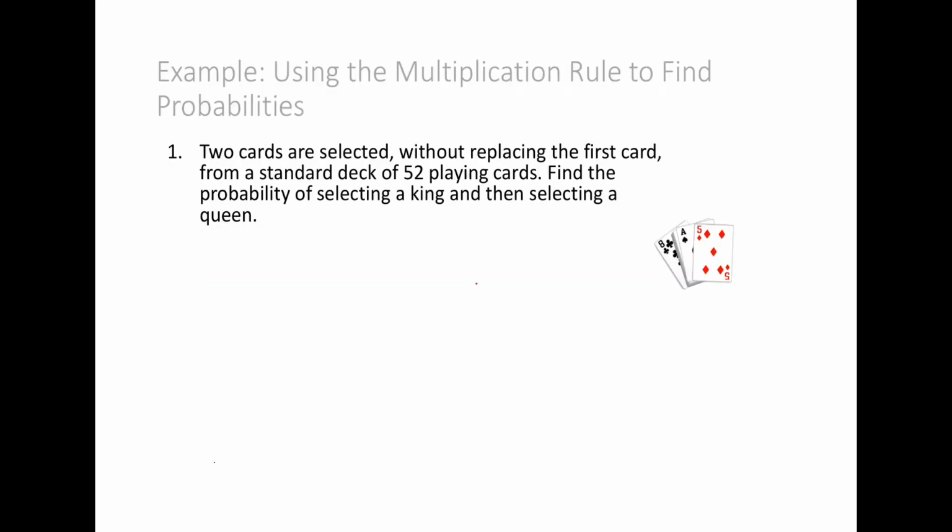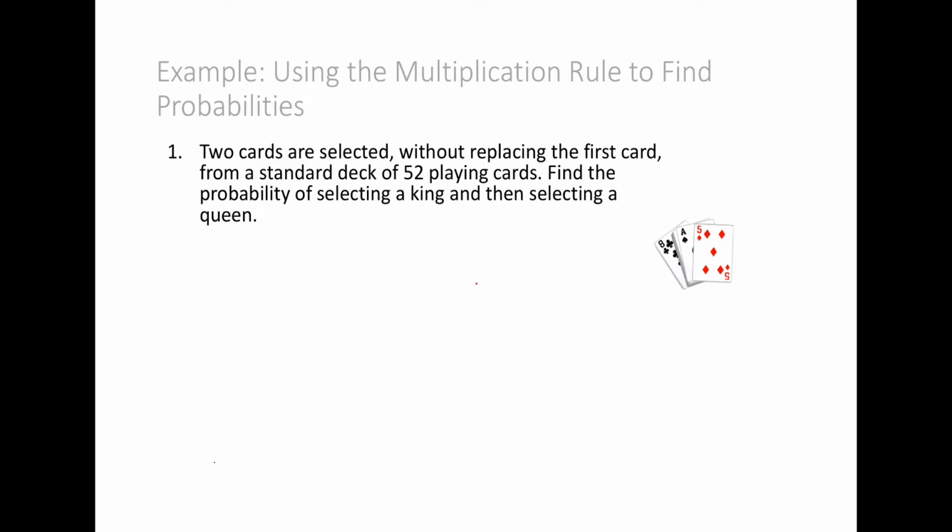Let's go ahead and revisit our first problem now that we looked at the multiplication rule. Same scenario. All we found previously was just the probability of the second event, but what about the overall probability of the entire situation? Two cards are selected without replacement from a standard deck of 52 cards. We want to find the probability of selecting a king and then selecting a queen. It's important to note that we have 52 playing cards in the deck. We're not counting the jokers, right? Without the jokers, there's always 52 cards.